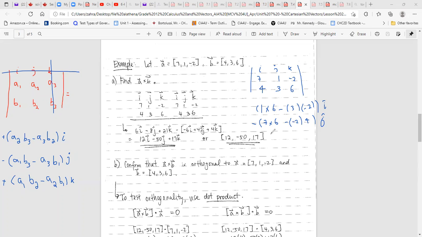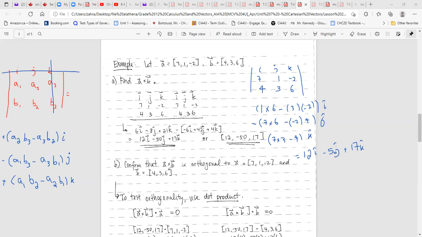And for the K component, you cover the column and row of that, and it's going to be 7 multiplied by 3 minus 1 multiplied by 4, which is 17, so it's going to be K hat. So this is equal to 12I minus 50J plus 17K. This is how you do cross product.